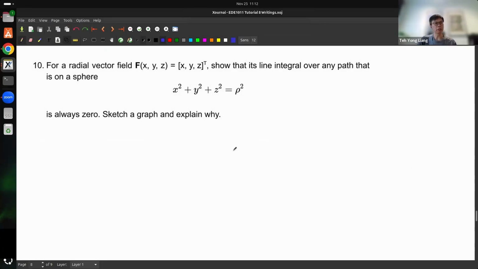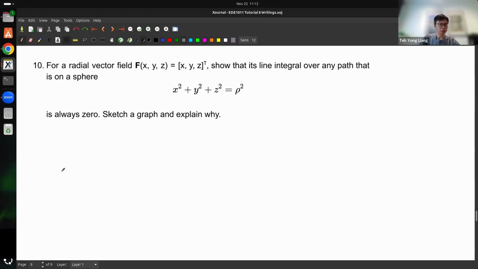Now, because you have a radial vector field, but let's say you don't know that this field is radial, what we can do is simply do our parameterization, then perform the line integral, and we are supposed to get 0. It's always 0. So what is the path on a sphere? Because this is the sphere, what will be the path on the sphere?